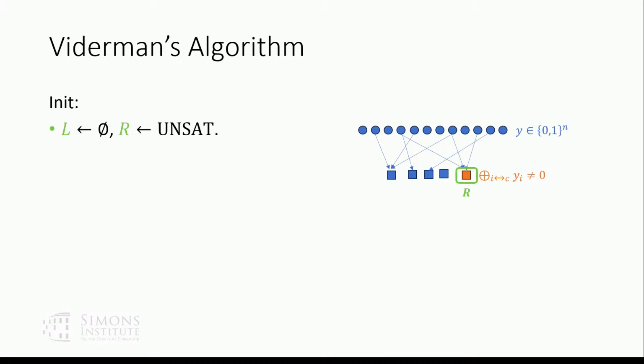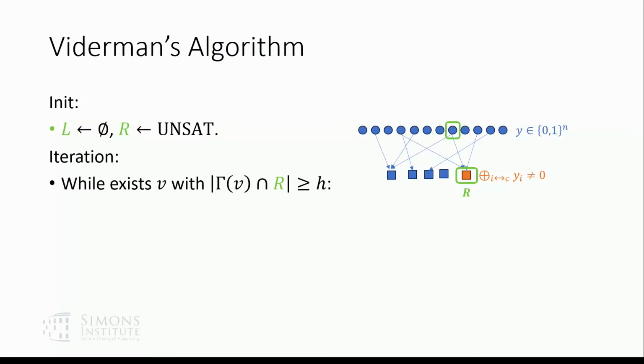It has a set of suspicious vertices, which is L, the envelope, and a set of suspicious parity checks, which is R, and it's initialized to all the parity checks which are unsatisfied, because clearly they have to touch at least one error. And then it has an iteration. It goes over every vertex. If some vertex is adjacent to too many unsatisfied parity checks, then it declares this vertex suspicious, puts it in L, and automatically puts all its neighbors in R.